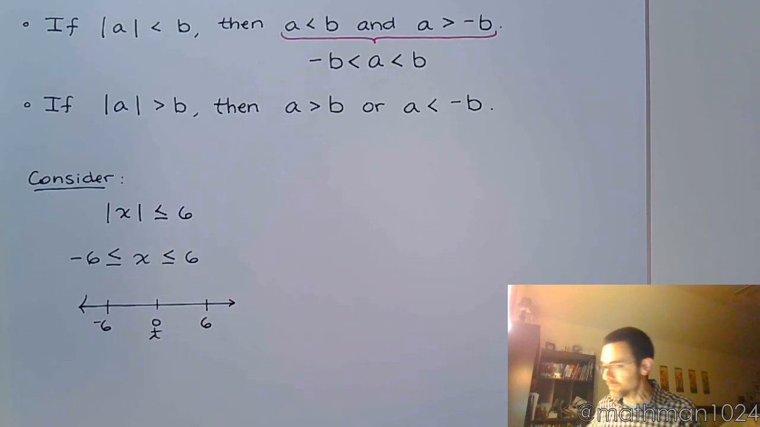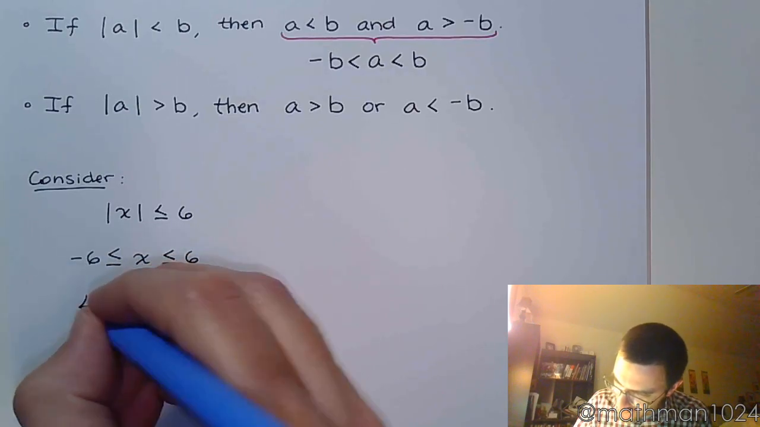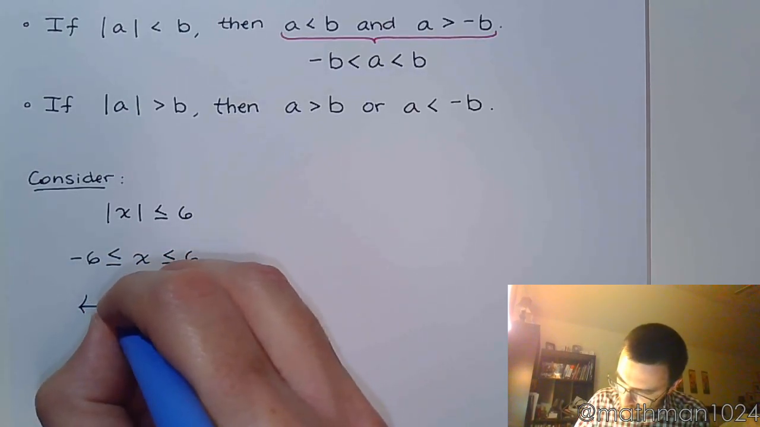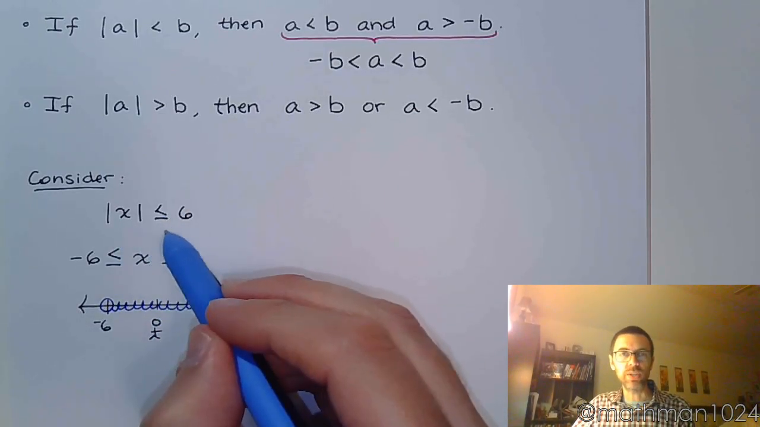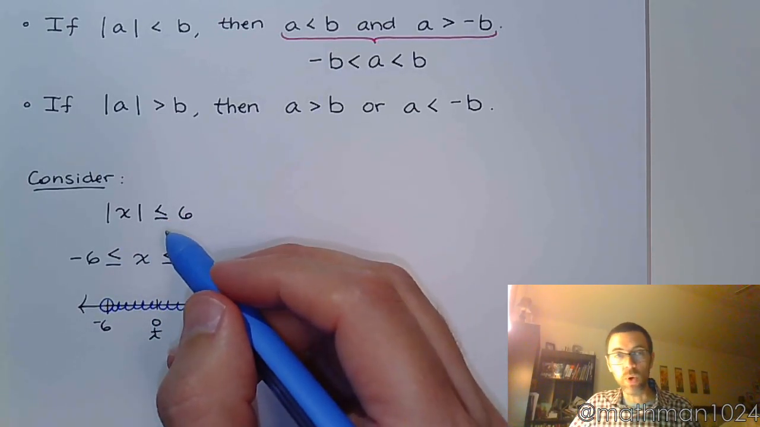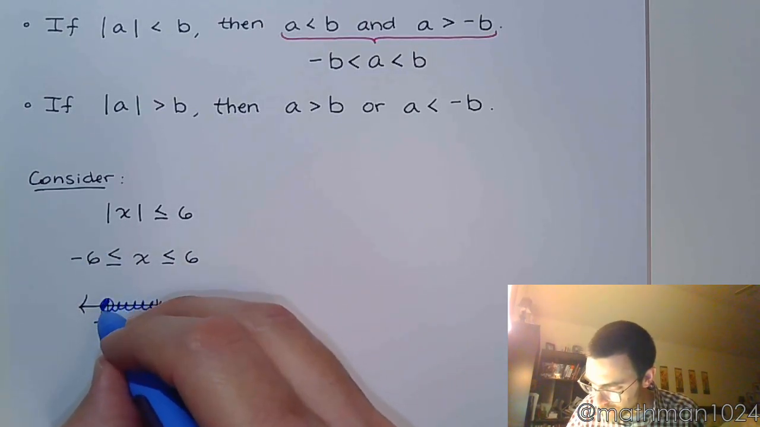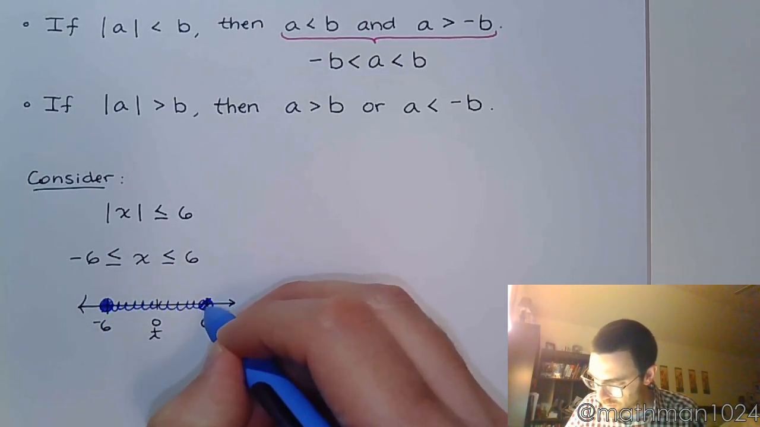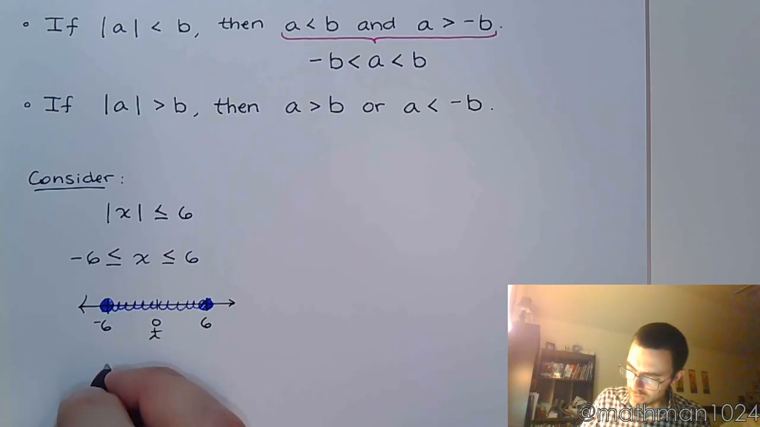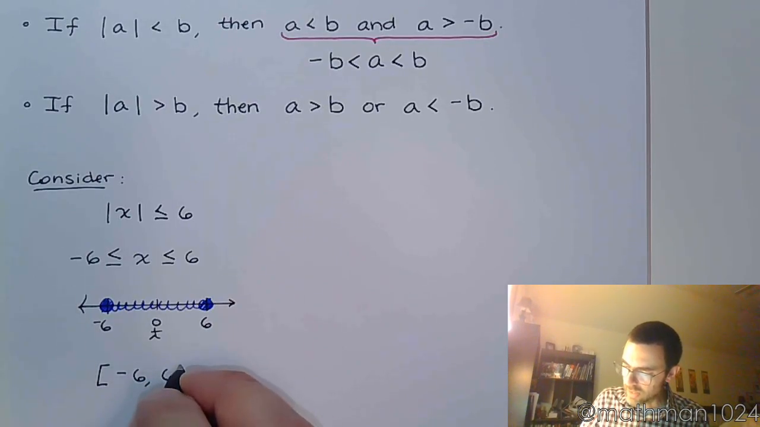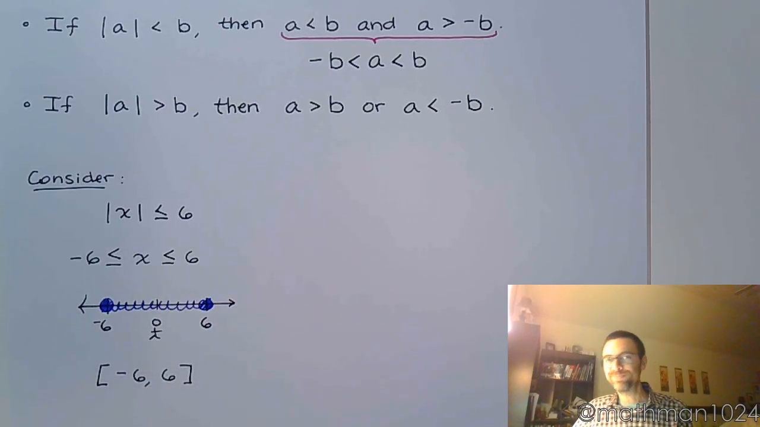But you have to stay within, because I'm restricting your distance. Now I have or equal to, so that means these guys get to be filled in, just like this. And then we describe this using interval notation. So from bracket negative 6 to positive 6. That's what this absolute value inequality is saying.